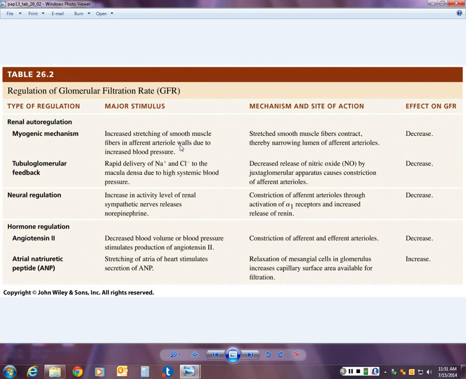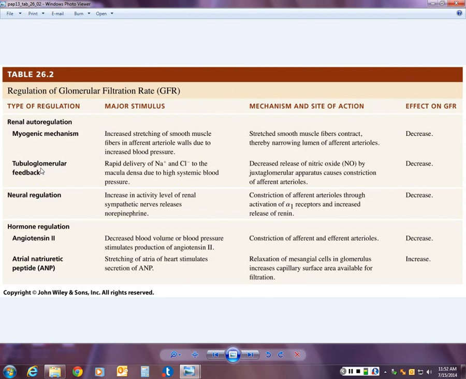Now remember, we have to maintain GFR. We can't have it go too high. So in order to bring our GFR back down, what the JG cells do in response to that increased stretch is they contract. When they contract, this narrows the lumen of the afferent arteriole. And as that lumen narrows, we're going to see a decrease in the glomerular blood hydrostatic pressure, and that decrease therefore is then passed on, and the overall net effect is a decrease in our GFR.